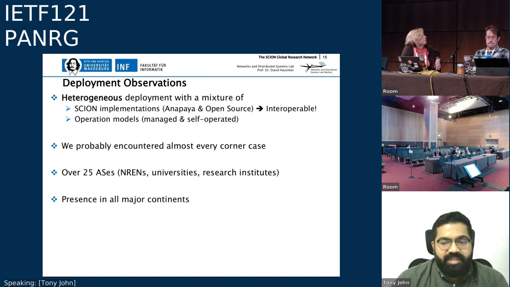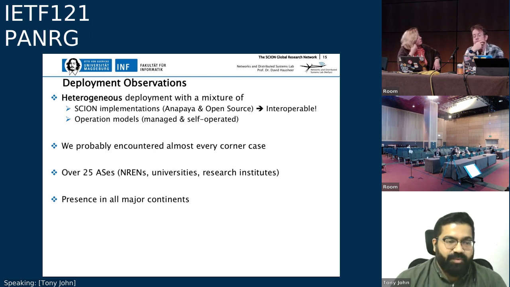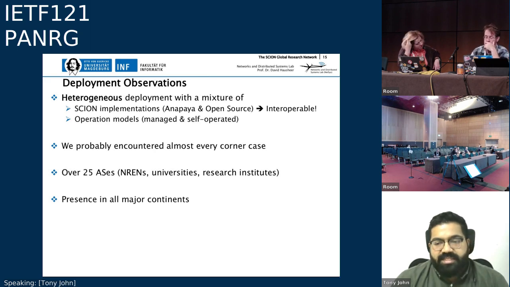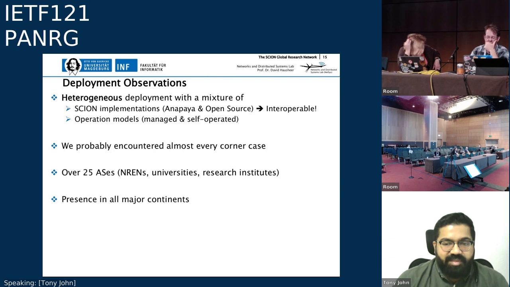We are also observing a mixture of operational models. There are ASs that are managed by us or by Anapaya, and also there are ASs that are completely self-operated and managed by the universities or the institutes themselves. Due to this heterogeneous deployment and operational models, we have encountered almost every corner case possible. In the SCION research network, we have over 25 ASs, including universities and research institutes, and we are present in all continents except Australia.